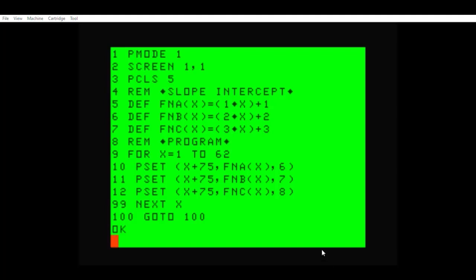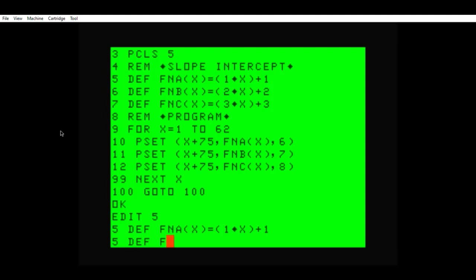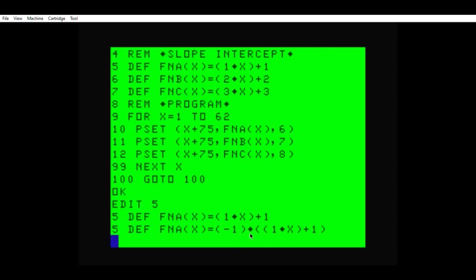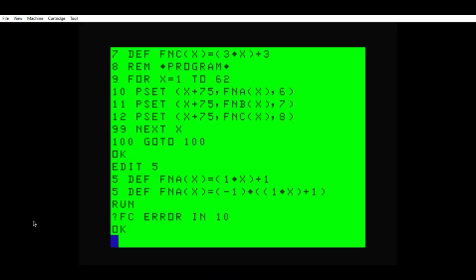I did correct before, but I didn't save a copy of how I corrected that, unfortunately, in the video that I made. I'm not sure if, let me try something here. I'm going to try it with number 5. Now I'm going to try to multiply the entire thing by -1, and see if that changes anything. No, now I'm getting an FC error.